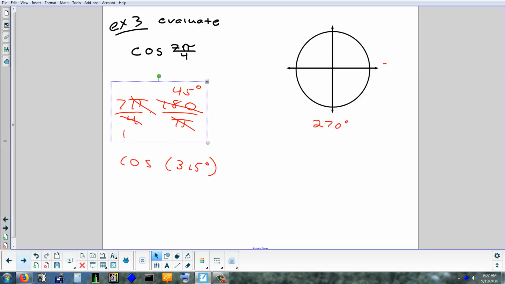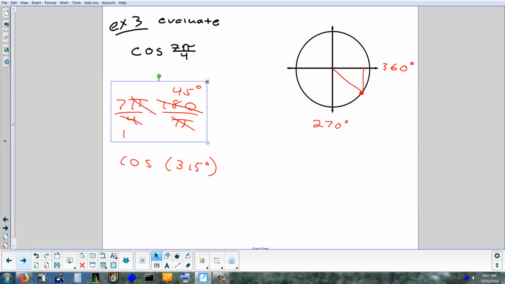Okay, so we have 270. And that's 0, but it's the same as 360 if you go all the way around. Where's 315? Closer to 270? Closer to 360? Right in the middle. Yep, it's right in the middle. 315 is 45 degrees away from both of those numbers.